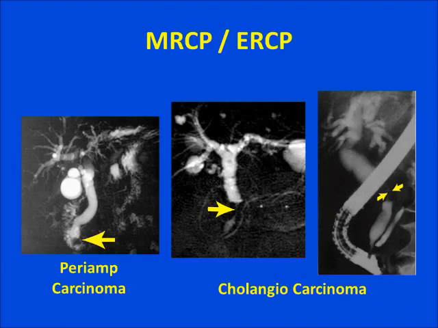The next investigation would be the contrast enhanced photographs like the MRCP, the magnetic resonance cholangiopancreatogram, or the endoscopic retrograde cholangiopancreatogram. The first picture shows a periampullary carcinoma, an MRCP picture. The second one is also an MRCP picture which shows a cholangiocarcinoma, and the third picture is an ERCP which shows a cholangiocarcinoma. The differentiation between an MRCP picture and the ERCP picture is that the ERCP picture shows the presence of the endoscope, whereas the endoscope is not seen in an MRCP picture, and that's the way they are differentiated.